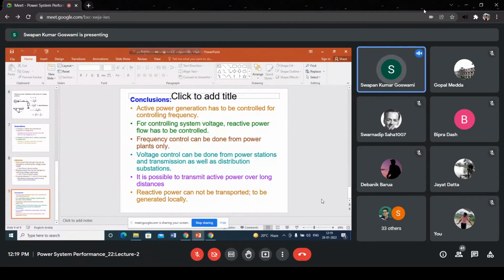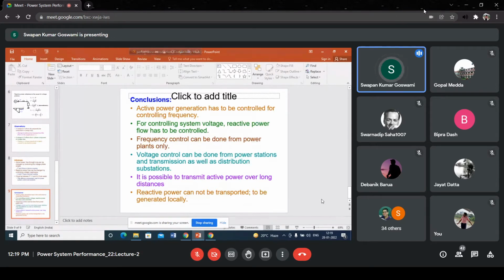It is possible to transmit active power over a long distance. This is another conclusion we can make. Why? Because if you transmit active power over a long distance, there will not be much drop in voltage.